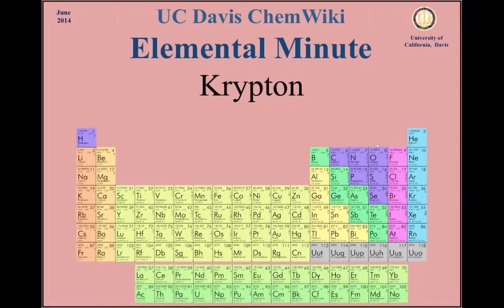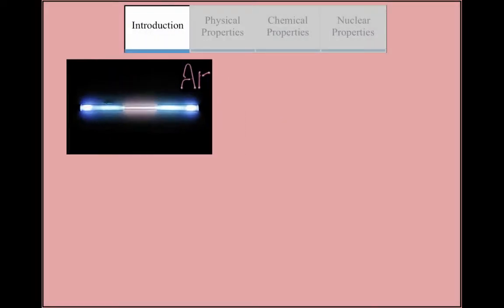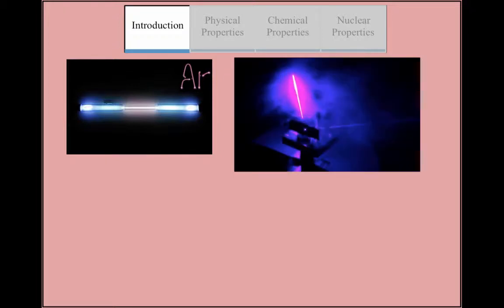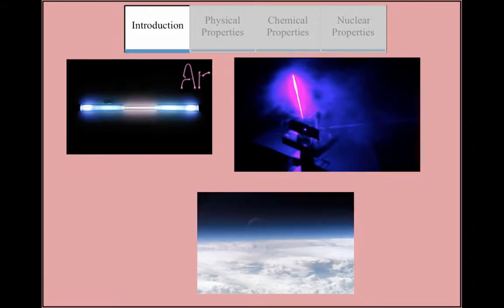Krypton, from Greek kryptos, meaning the hidden one, is a chemical element with an elemental symbol of Kr and an atomic number of 36. It is a colorless, odorless, tasteless, noble gas often used with other rare gases such as argon to make fluorescent lamps. It is also used to produce excimer lasers, and it occurs in trace amounts in the atmosphere.